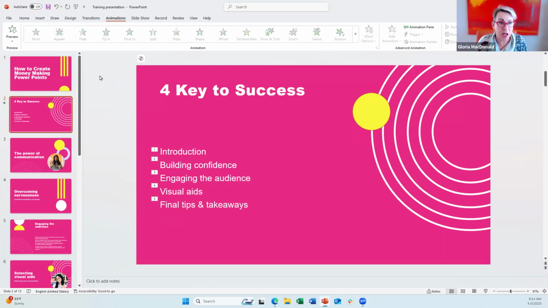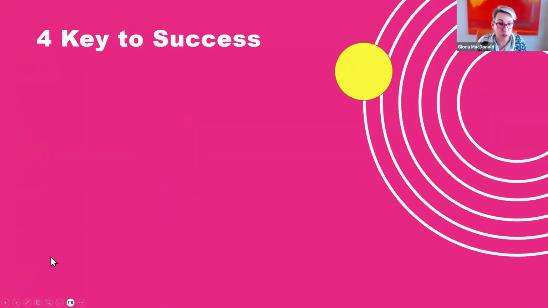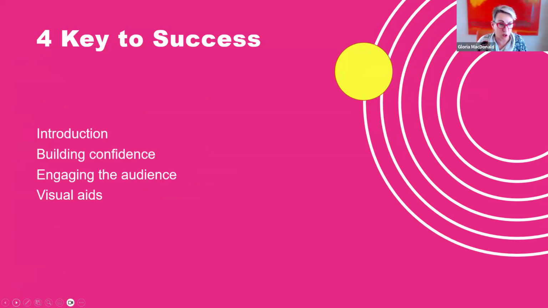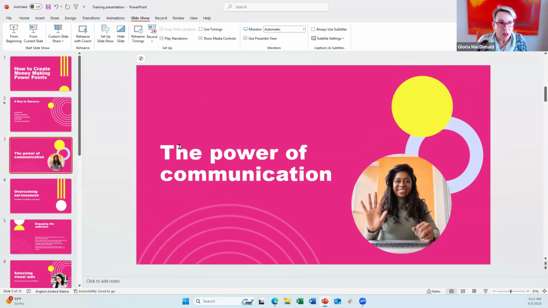Okay, so let's say I've got that, and I just highlighted each one, and they're going to come in now. So I'll do the slideshow from current slide, and you can see what it's going to look like. Introduction, building confidence, engaging the audience, visual aids, final tips and takeaways. Okay, now I'm just using what they already had there. That's obviously not what I'm going to do.